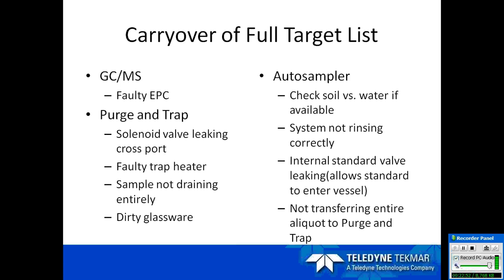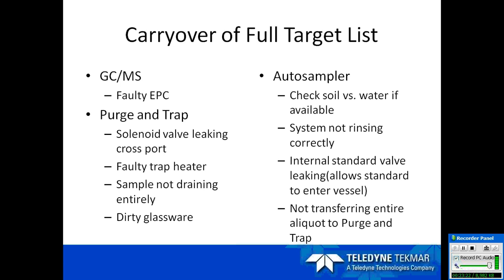We're going to talk a little bit about carryover of the full target list. As we go through this, we want to take our steps and eliminate the GCMS first, then we'll go to the purge and trap, then we'll go to the autosampler, and we'll talk about it that way. First, eliminate your GCMS by doing a GCMS run only. One option that could be a problem is a faulty EPC. But also, once we get to our purge and trap, we'll go into a little bit more detail.